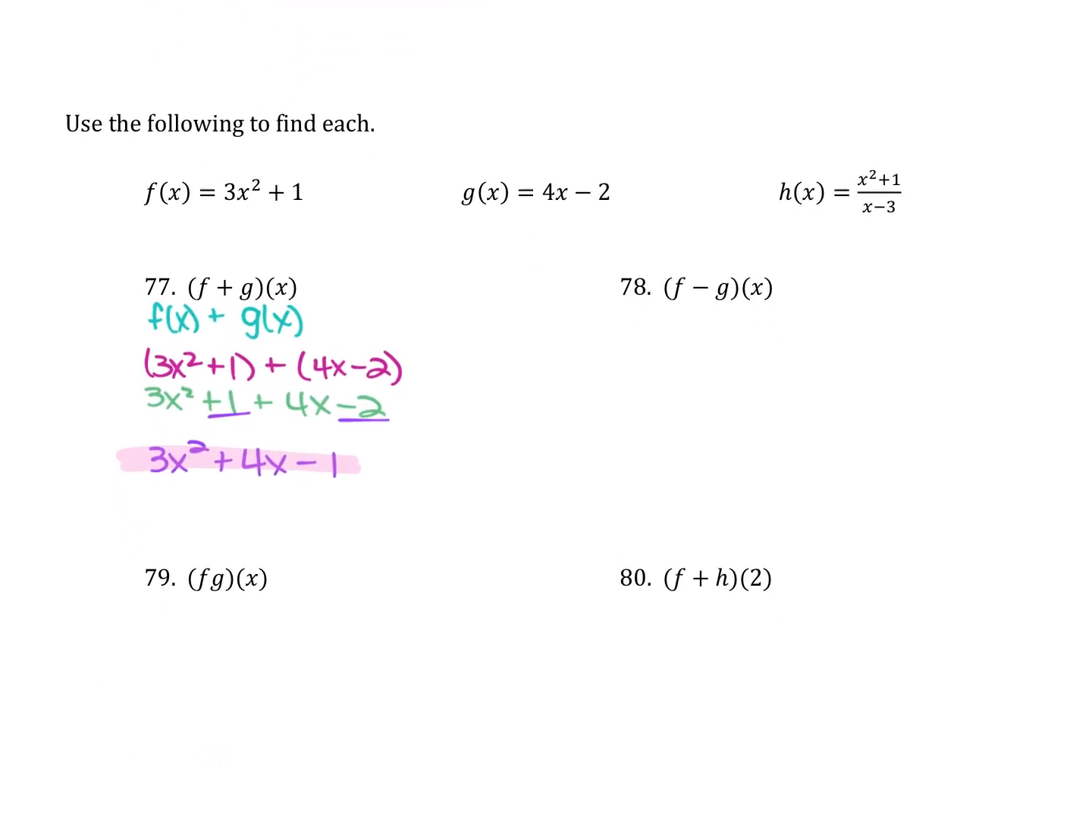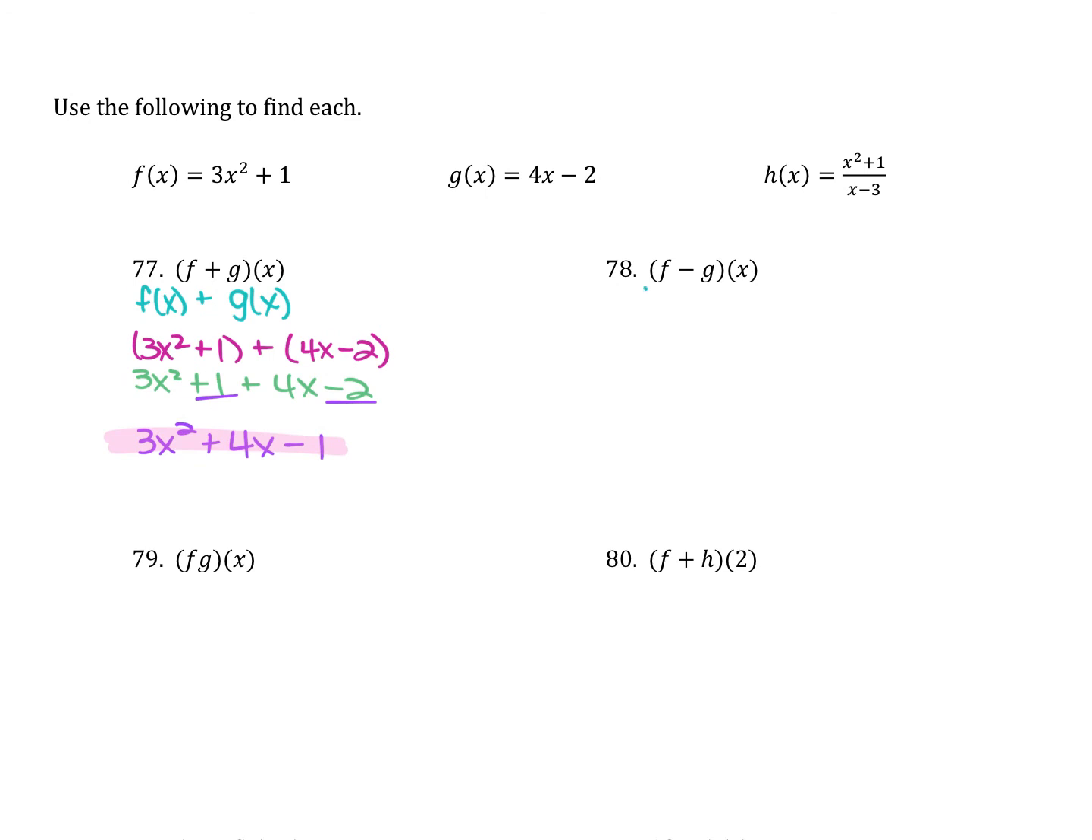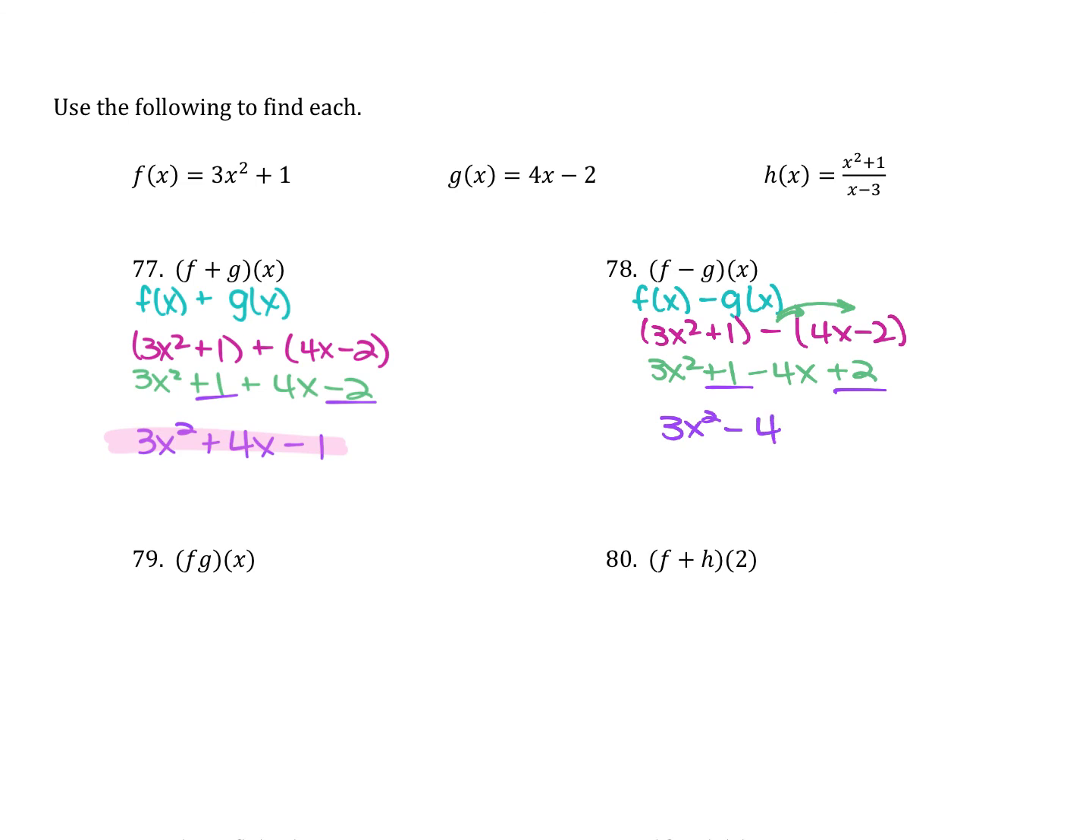For 78, you have f minus g of x. So again, we're doing f of x minus g of x. Your f of x is the 3x squared plus 1 minus your g of x, which is 4x minus 2. Distribute the negative into the second set of parentheses. You have 3x squared plus 1 minus 4x plus 2. Again, your only like terms here are the 1 and the 2. So that's going to give you 3x squared minus 4x plus 3.